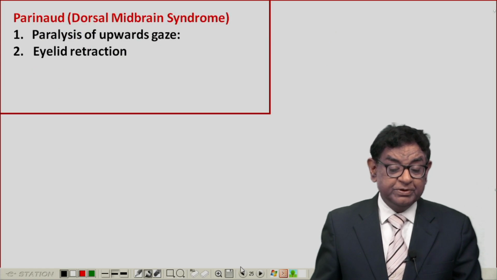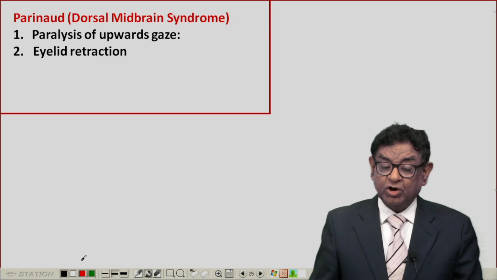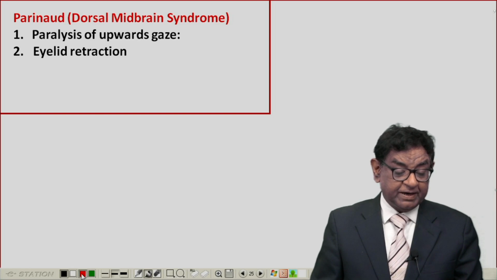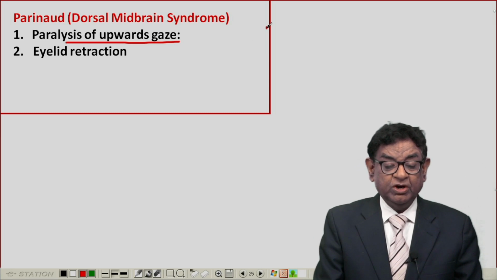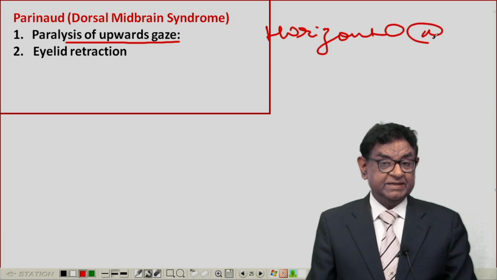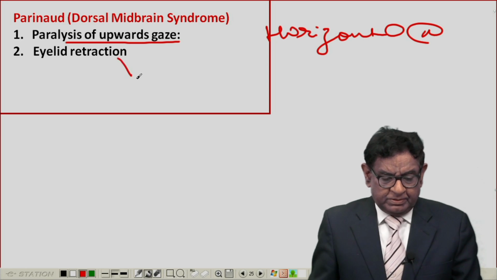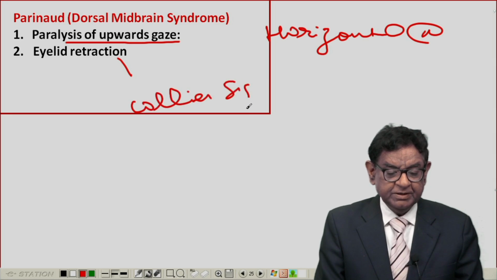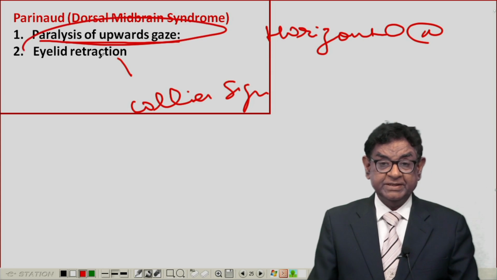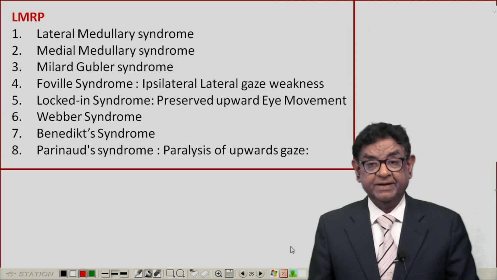So now, obviously, if this part of the brain is involved, that is the so-called dorsal midbrain syndrome. So what will happen? There will be paralysis of upward gaze. Remember, in this case, horizontal gaze will be normal because that center lies in the pons. And some retraction of eyelids can be there. This one is Collier's sign. But this is the most important thing that you have got to remember: in Parinaud syndrome, upward gaze palsy is there.